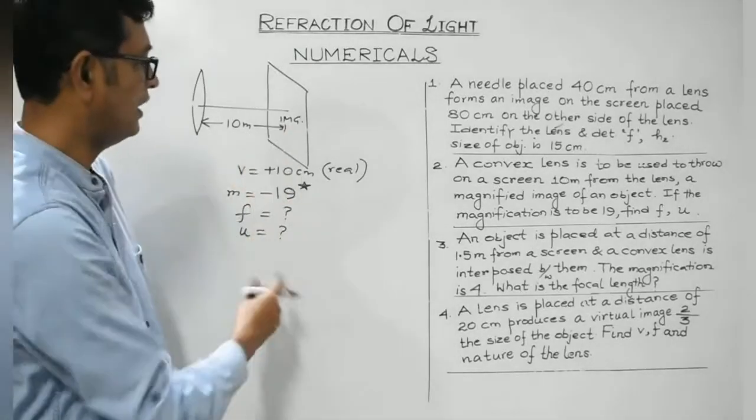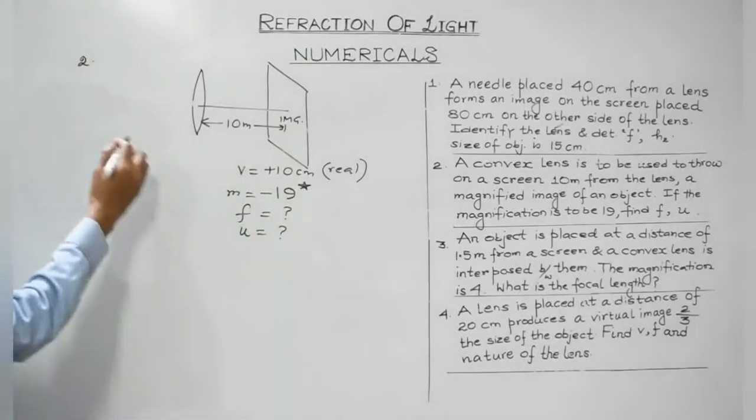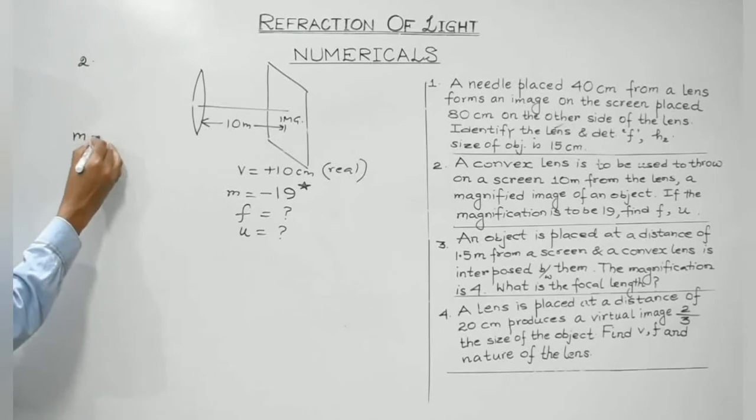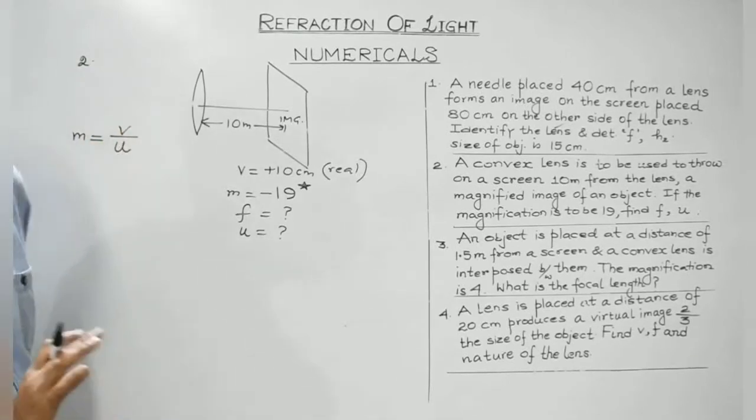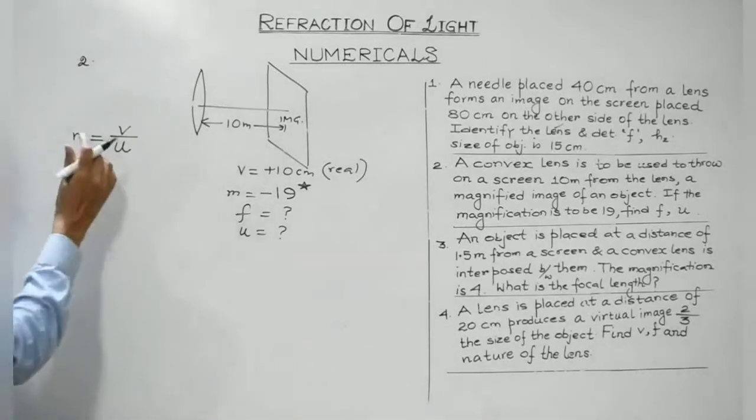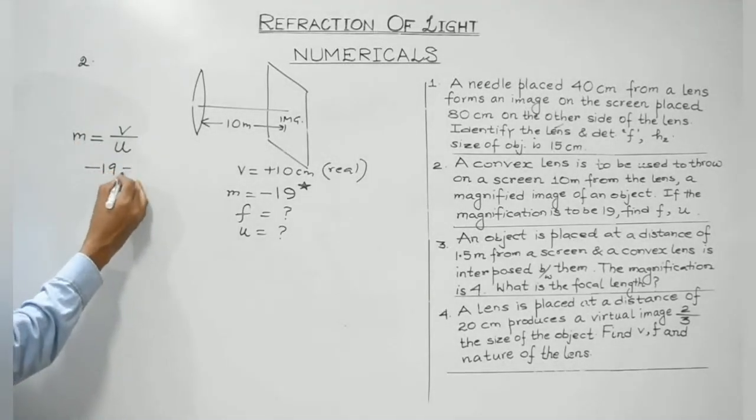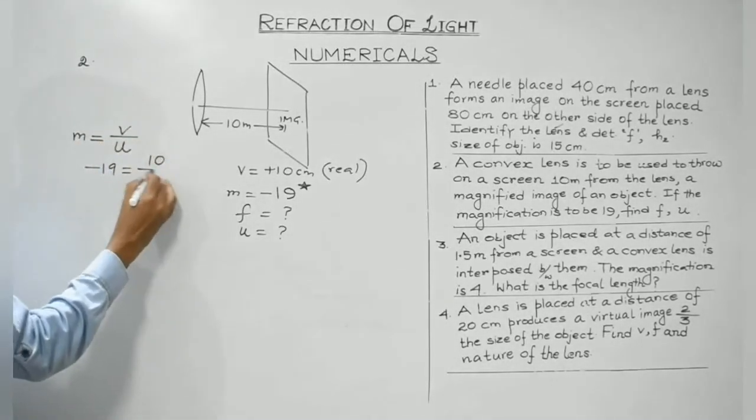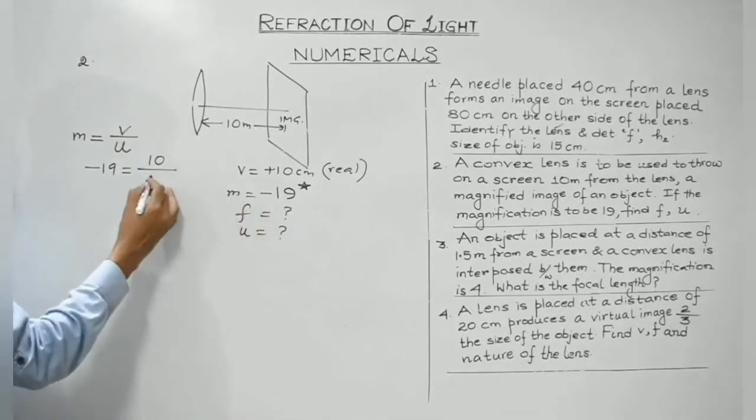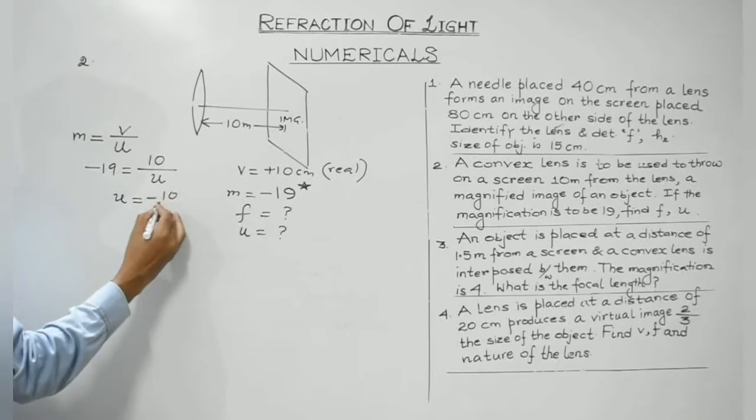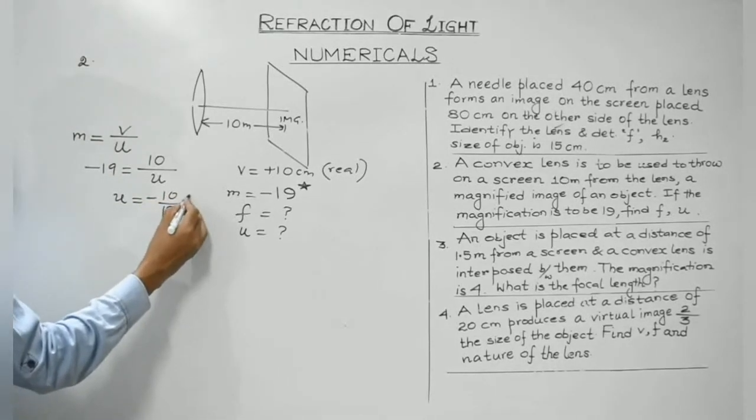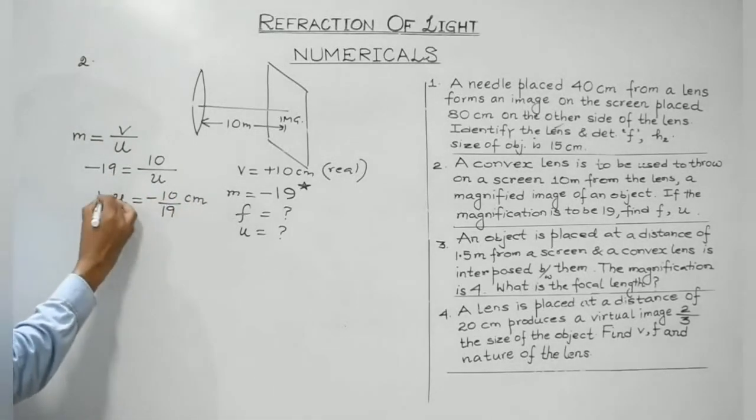These two are to be determined. So let's find out the relationship between these two. We are aware that in case of lenses, M is given by V by U. M is minus 19, V is 10 divided by U. So U would be equal to minus 10 by 19, and it would be in meters. So this is U.